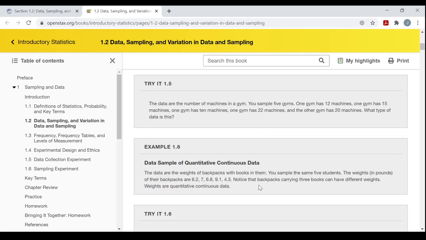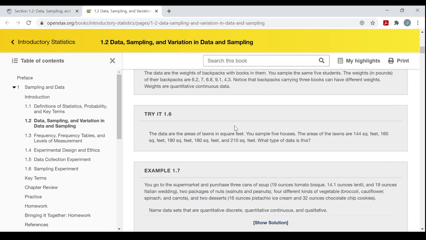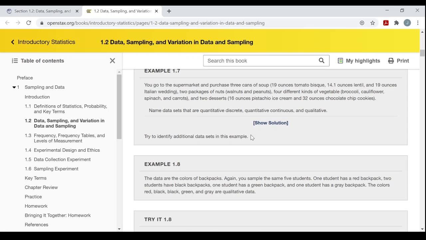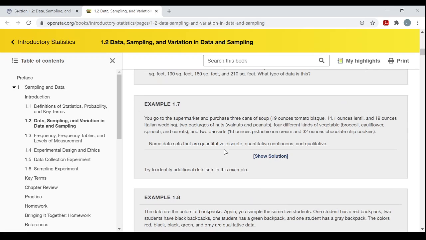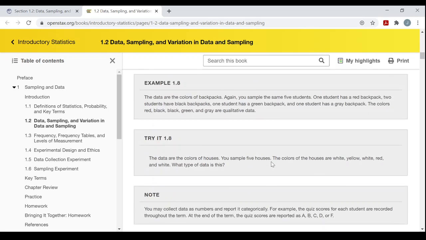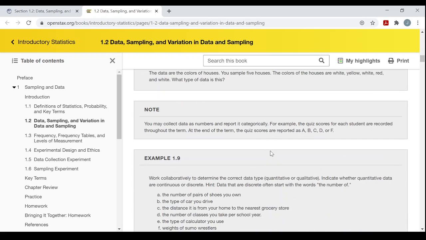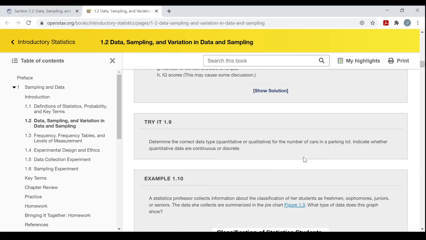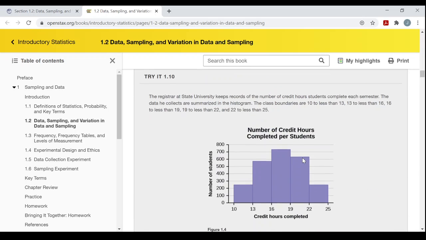Now, there aren't any solutions provided here this time like there were in 1.1. But you've got all these examples to read, ones you can try on your own, the try-its. See these ones. Now, there are some examples with the show solution. I would recommend you try to figure it out on your own first from what you've read, and then show the solution after you've thought about it, and see how you did. So lots of examples and gray boxes here, notes, try-its.